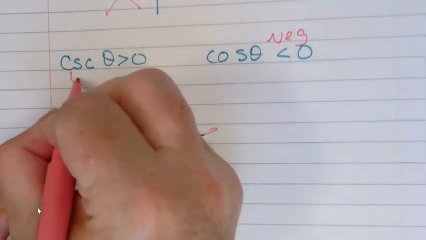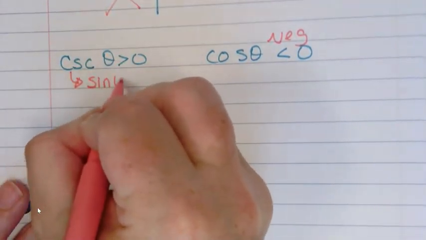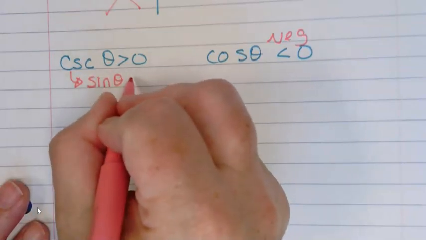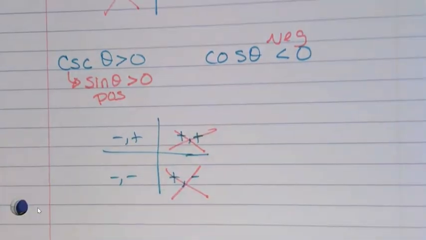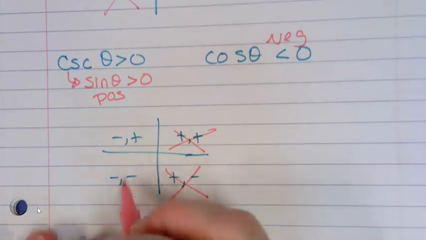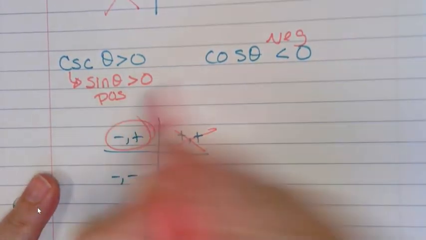Cosecant is the reciprocal of sine. And if cosecant is bigger than 0, guess what? Sine is bigger as well. And we want a positive sine. The only place we have a positive left is here in quadrant 2.